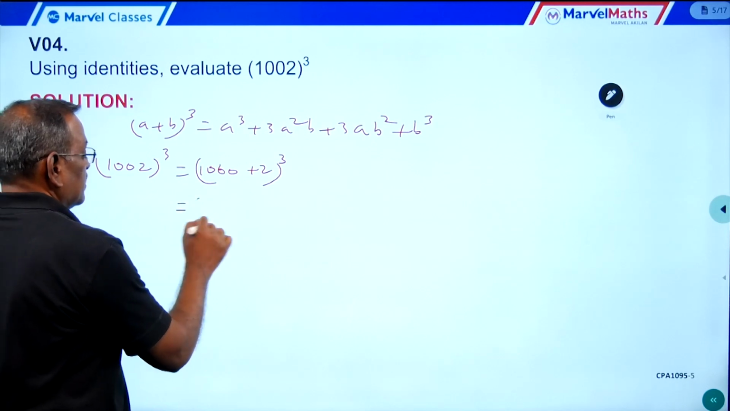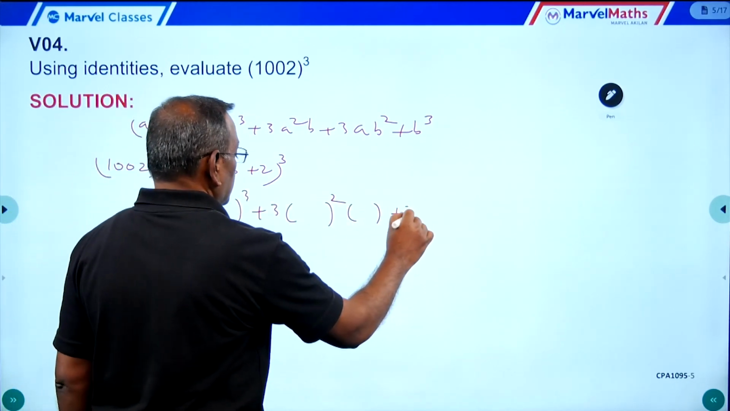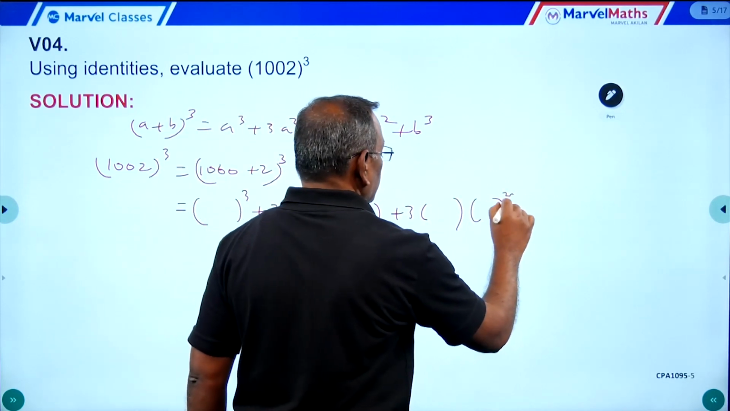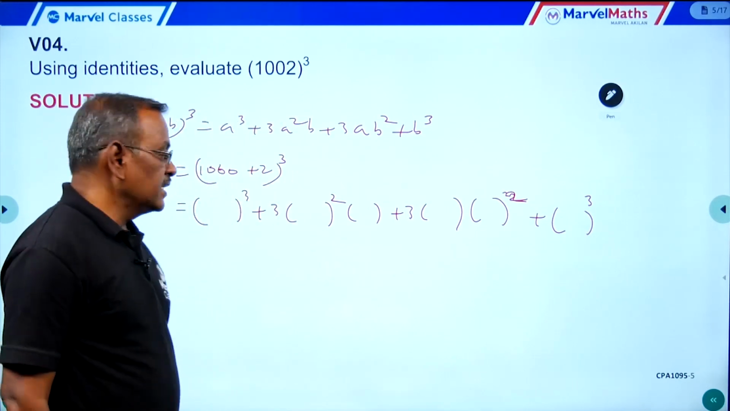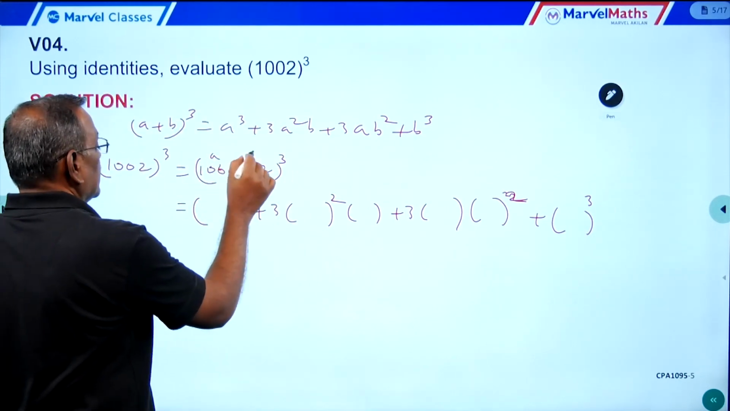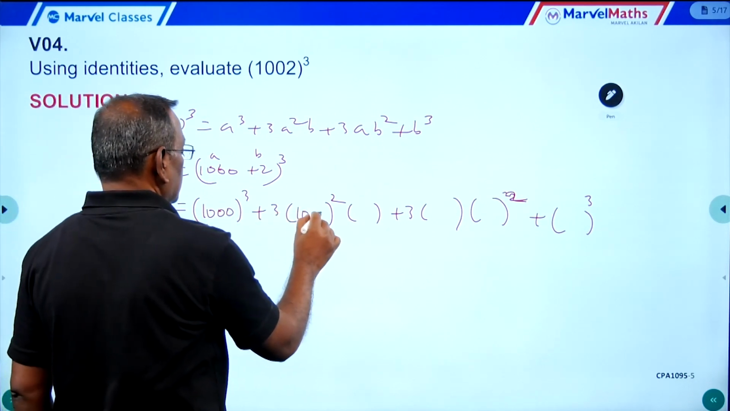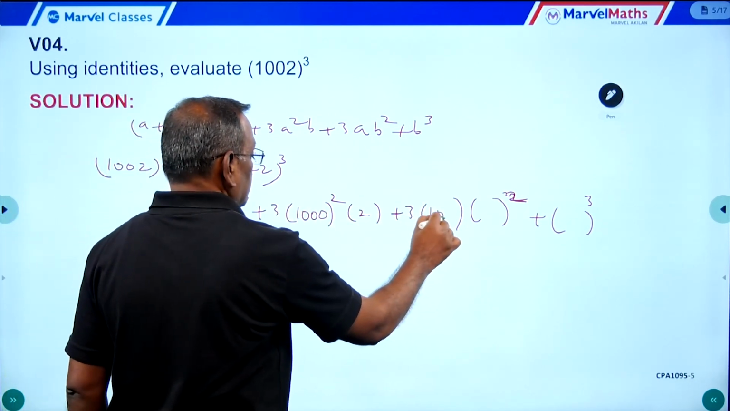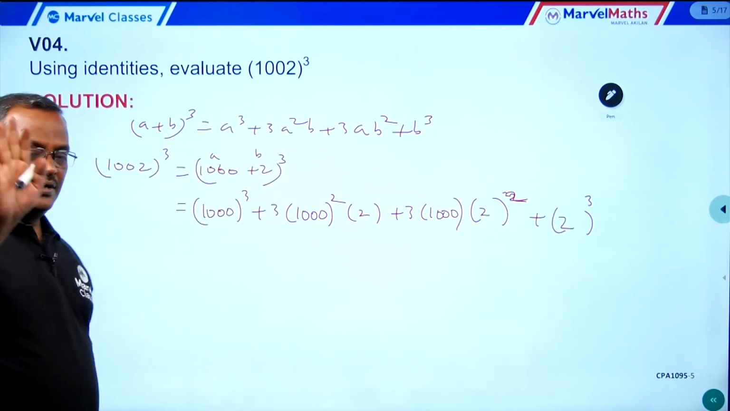So what is the first? A cube plus 3a square b plus 3ab square plus b cube. Correct. What is A? A is 1000 and B is 2. 1000, 2, 1000 and 2, last 2. Correct. Now evaluate. Very simple.